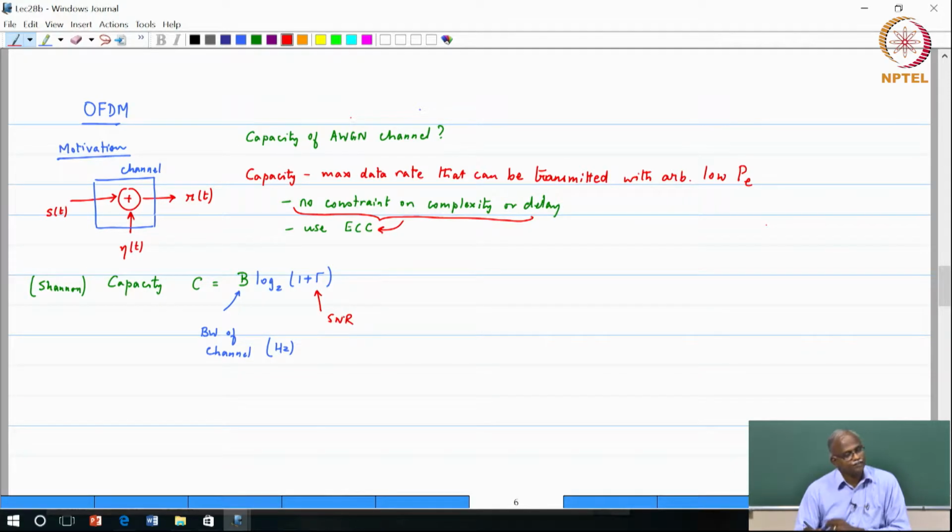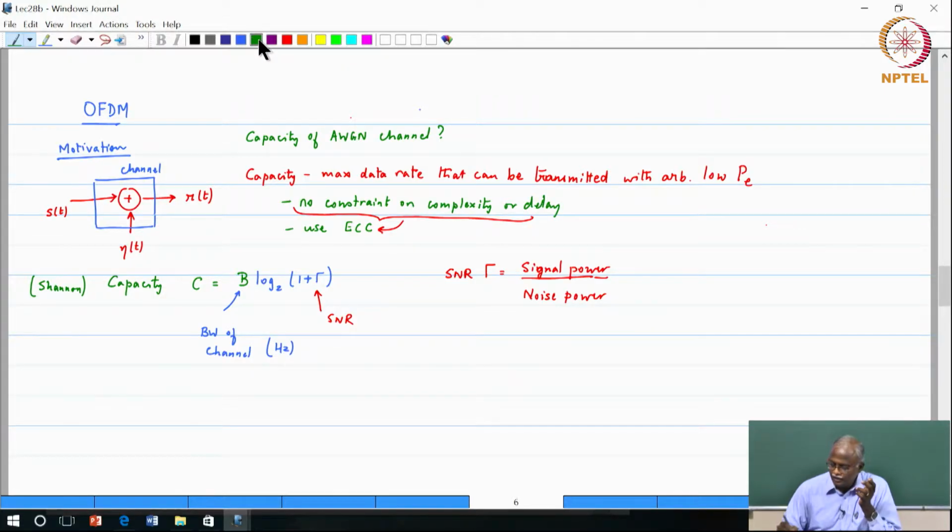I think SNR is a fairly common definition, but often there is confusion with respect to it, so I will write it for the purposes of clarity. SNR gamma is defined as the signal power divided by the noise power. Signal power we can measure, specify and control. Typically we say that is P_S.